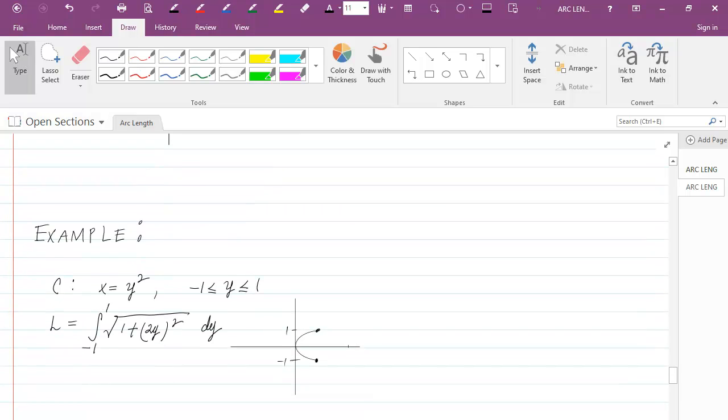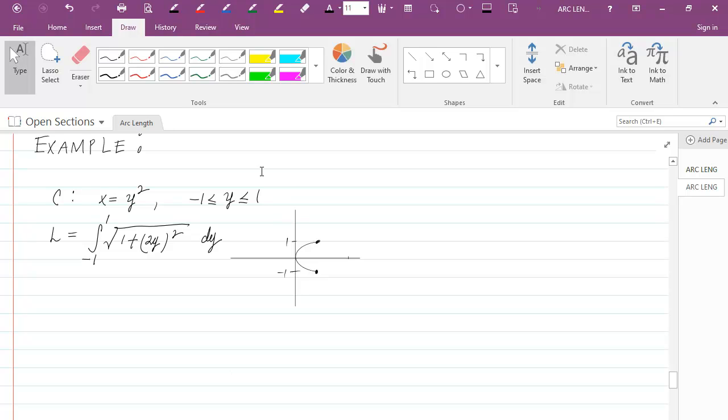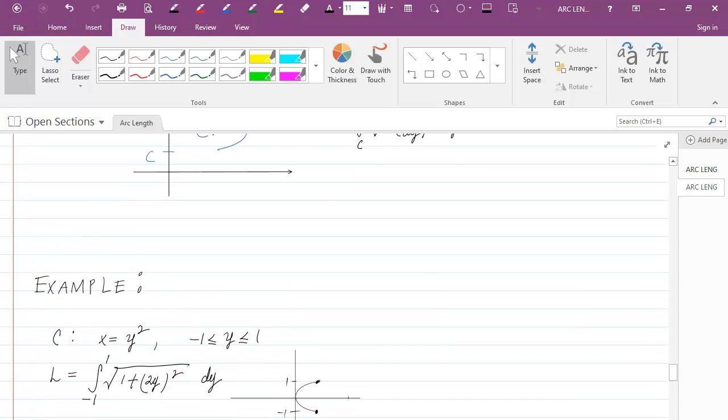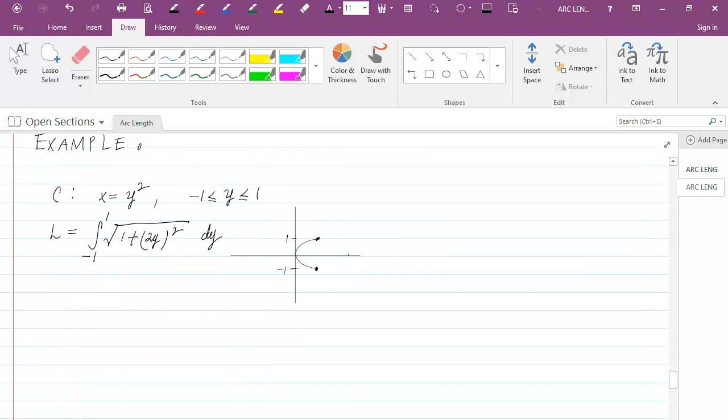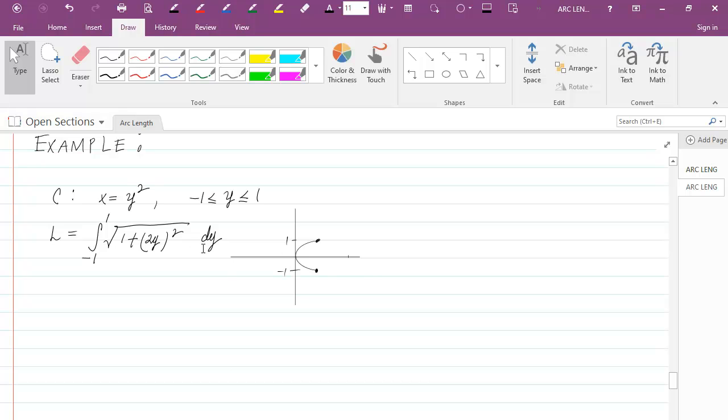So as an example, if I have this curve where x is equal to y squared, y is between -1 and 1, this curve is the parabola that opens to the right from -1 to 1, so we get this piece, and we want to find the length of this curve.